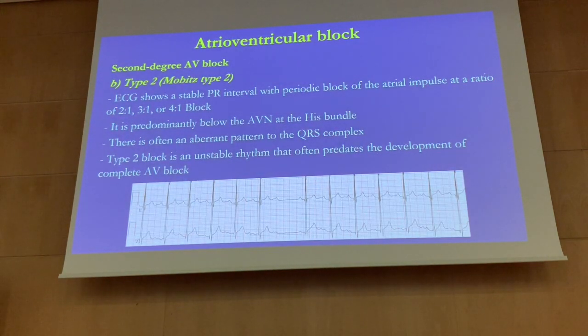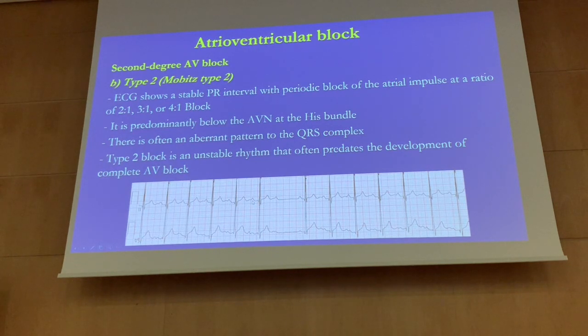So Mobitz type 2 now is really pathological, all the time pathological, all the time causing symptoms. Okay? So here, there is a P wave and there is a QRS. P wave, there is a QRS, and this is another P wave. QRS are abnormal. This is another P wave. This is T wave. Okay, agree. Then there is a P wave, then another P wave, then another P wave.